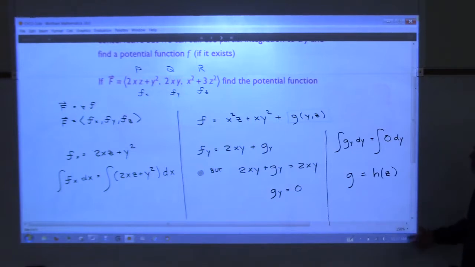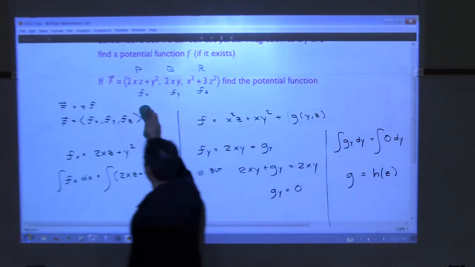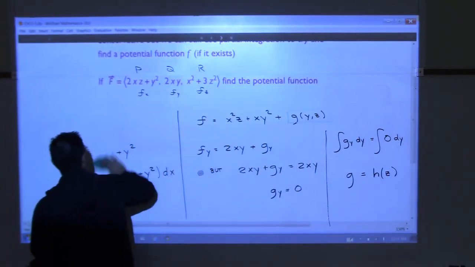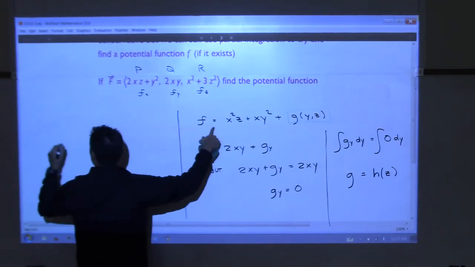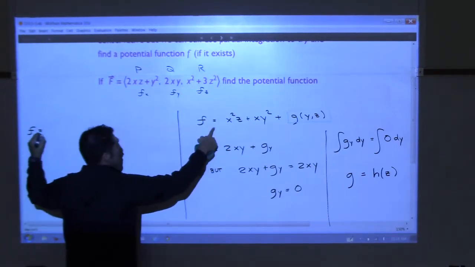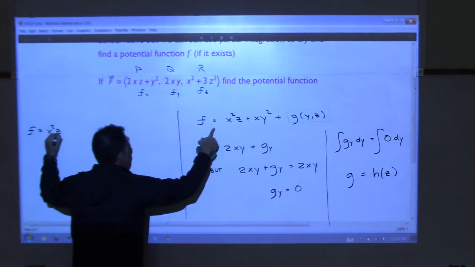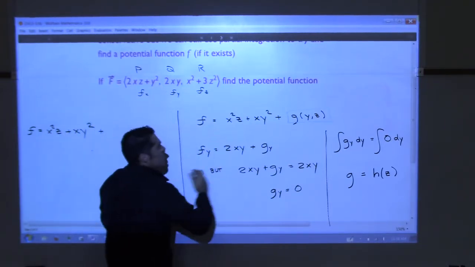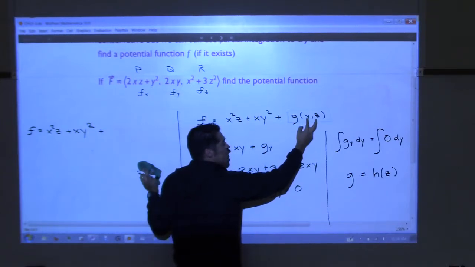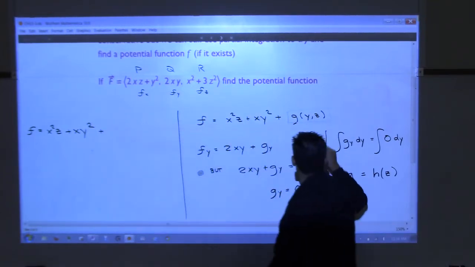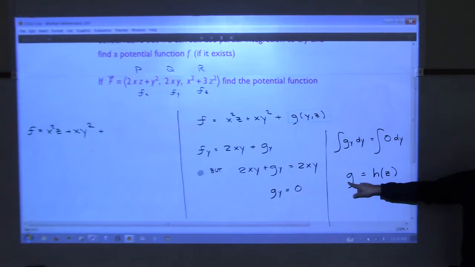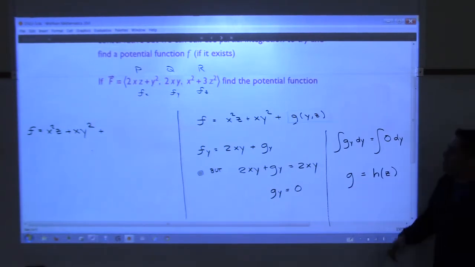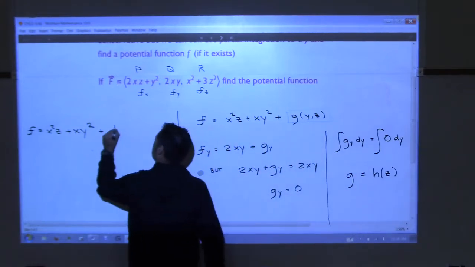Yeah, basically all I've been able to do now is take this line right here, and I've been able to say, hey, look, this f is x squared z plus xy squared plus g, which was some function of y and z. But in all my work, what I realize is that g, if it's anything, it has to only have z's in it. Okay? So now I'm at this point, h of z.